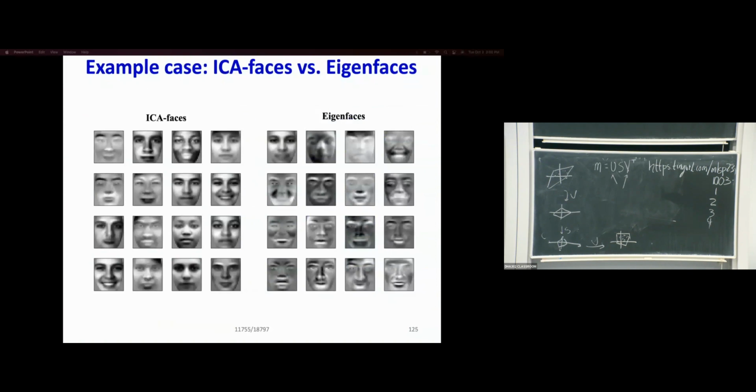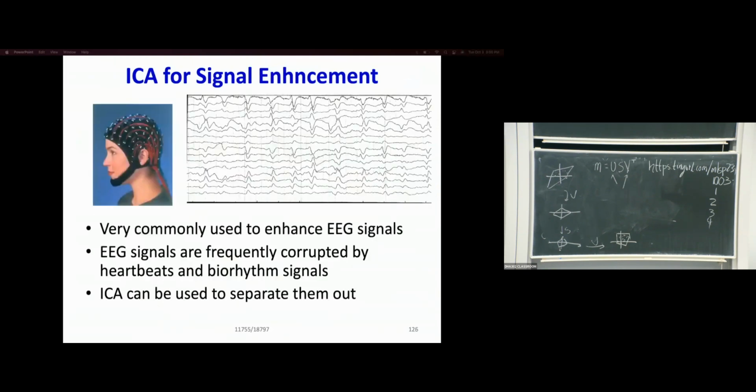Okay. And we can just see here, these are ICA faces, those are eigenfaces. ICA faces look more real, in my opinion. And you can even use ICA for EEG, the brain signal.